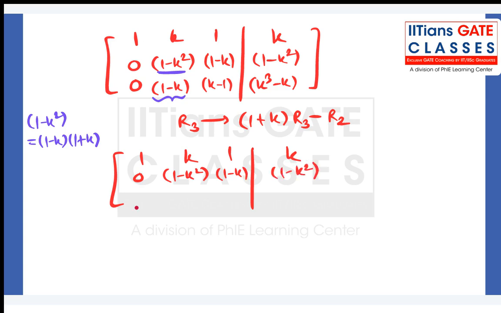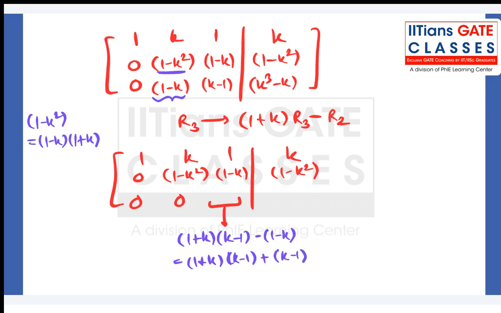This element also becomes 0. This also becomes 0. The last element, I'll write slightly separately because it's a lengthy expression. That is nothing but 1 plus k into R3, which is k minus 1, minus R2. R2 was 1 minus k here. Let it be like this, k minus 1. You can make it plus and write this as k minus 1. We do that because then you can take k minus 1 common from both the brackets. This becomes k minus 1 into 1 plus k plus 1, so that is k plus 2. So k minus 1 into k plus 2 is your third row, third column element.